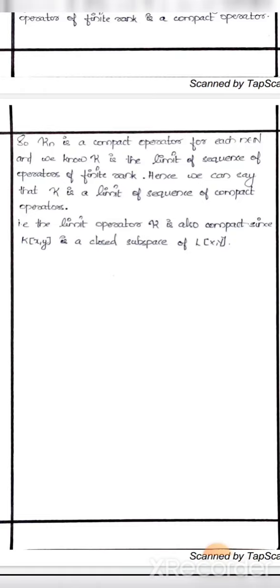And also we know that script K is the limit of a sequence of operators of finite rank. Right, we have already proved that before. So in short we can say that script K is a limit of a sequence of compact operators, right? So hence we can say that the limit operator script K is also compact. How? We have already proved that the space of all compact operators is a closed subspace of the space of all bounded linear operators, that is, K of X comma Y is a closed subspace of L of X comma Y. Okay.